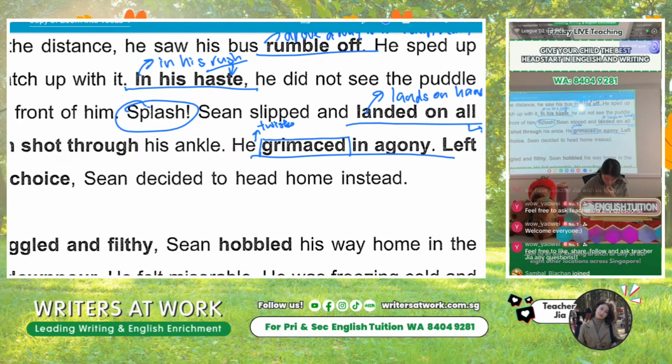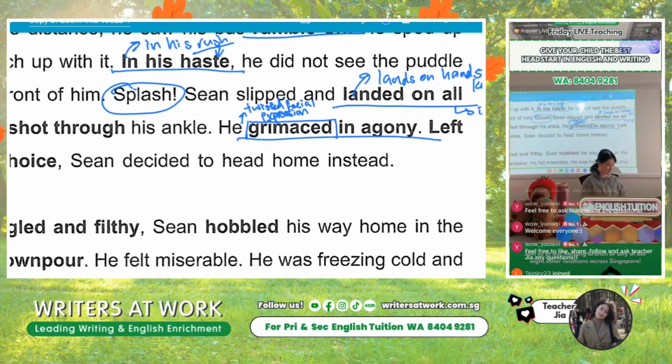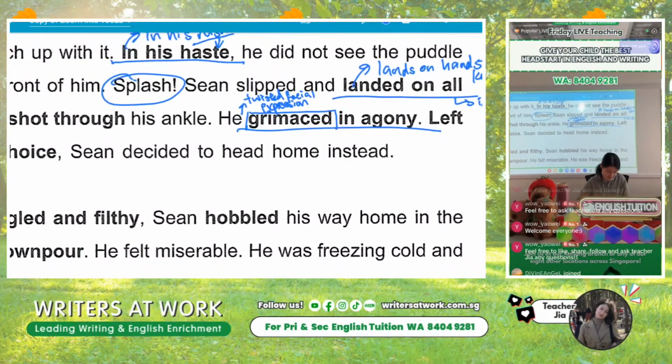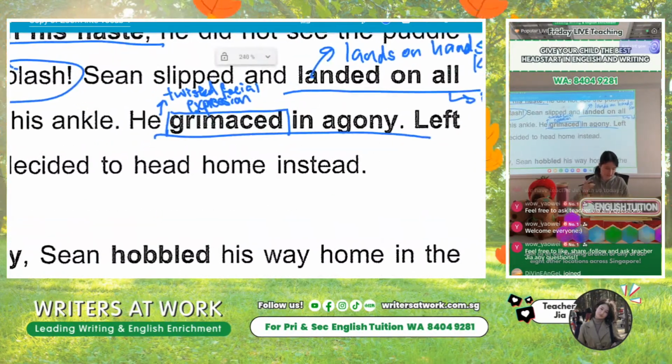Twisted facial expression. So it's usually a sign that someone's in pain, okay? Or you could also say that he feels disgusted when you're looking at something and you twist your expression. You feel that something's very disgusting, you don't want to look at it anymore, okay? When you're saying agony, you mean that someone's in severe pain.